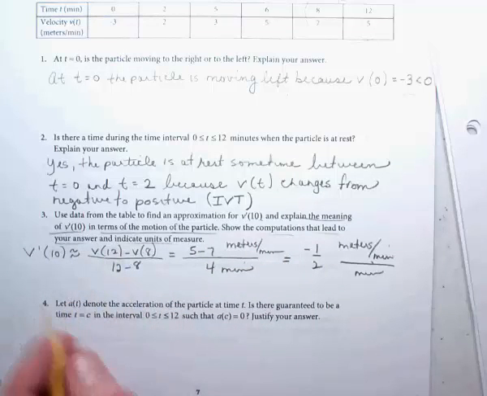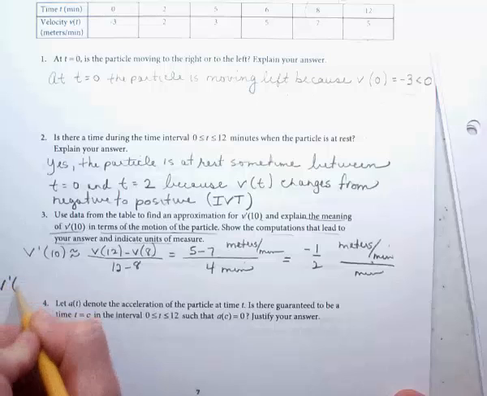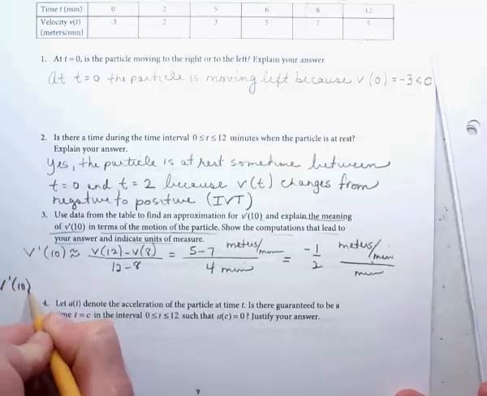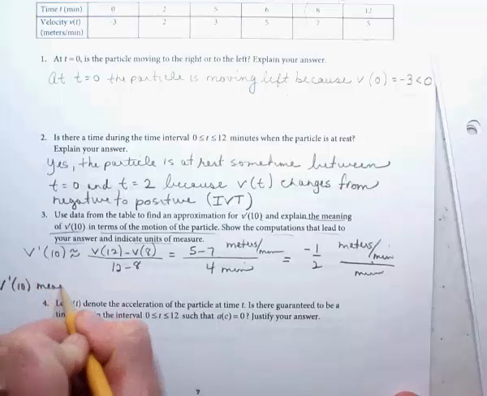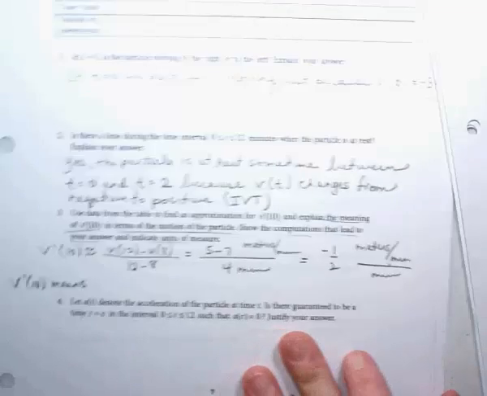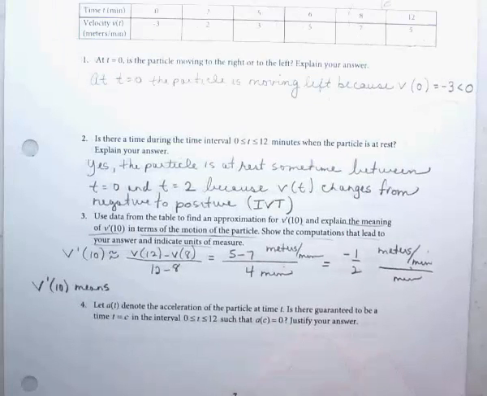Okay, so now I'm going to come down here. V prime of 10 means 2 things. Let's bring in 2 things here. When you're asked to explain the meaning of something, you want to talk about the input and the output. The input is the time, 10 minutes, and the output is a rate of change.